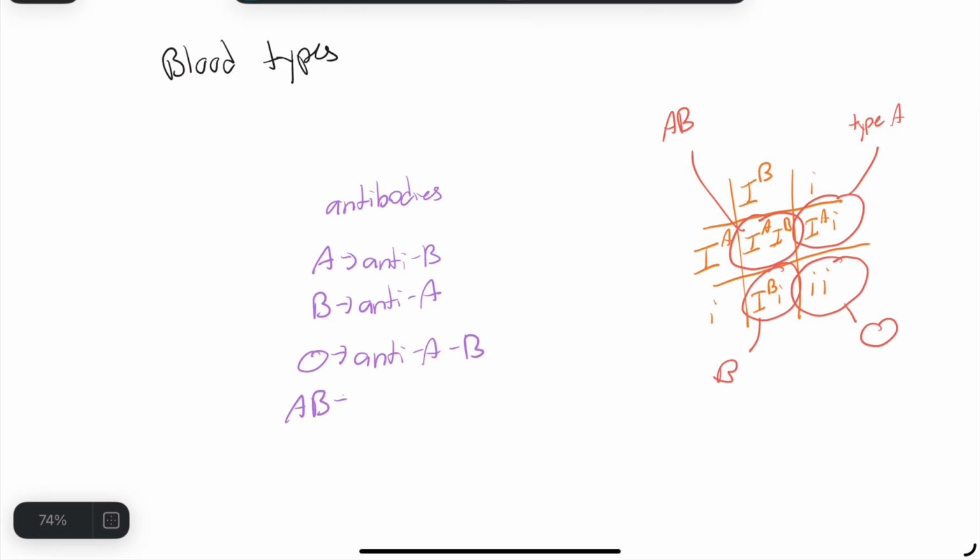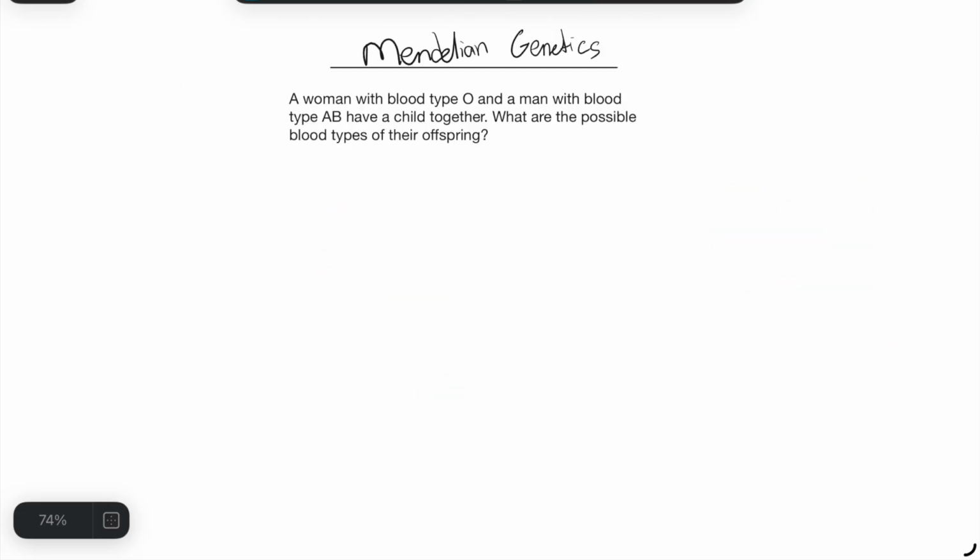And then we have blood type AB. This is why AB is the universal acceptor. Since it produces both A and B antigens, it has no antibodies. Since it has no antibodies, it's not going to attack regardless of what blood type is entering. With all of this in mind, let's go back to the original problem and solve it completely.